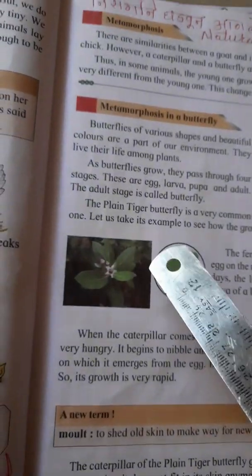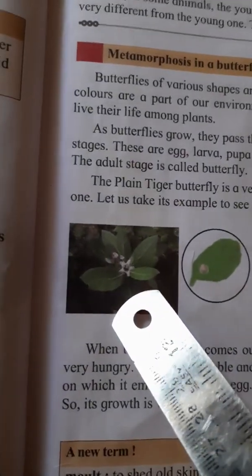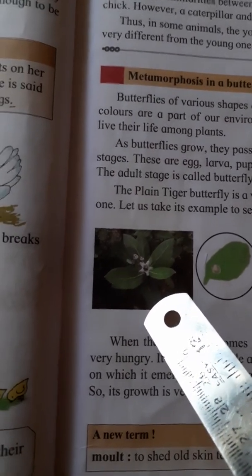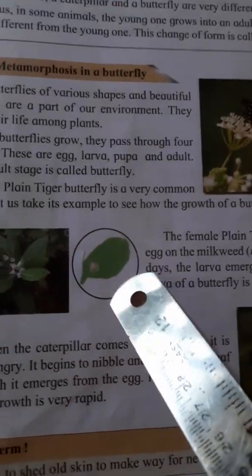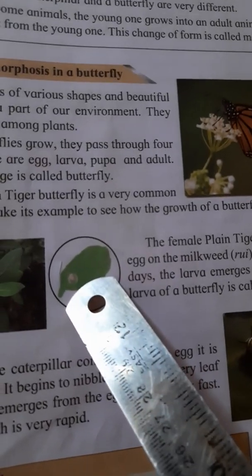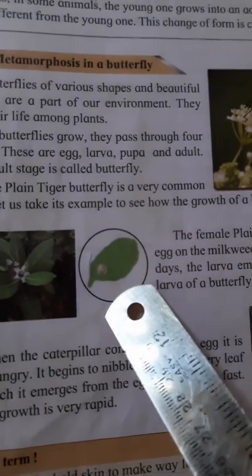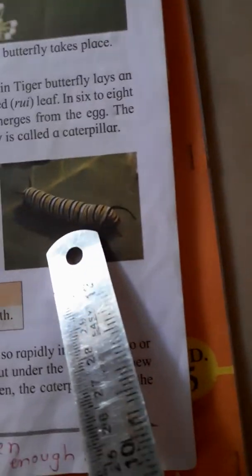Now, the plain tiger butterfly is a very common one. The female plain tiger butterfly lays an egg on the milkweed, or rui leaf, and in 6 to 8 days the larva emerges from the egg. The larva means a small insect. A larva emerges from the egg, and this larva of a butterfly is called a caterpillar.